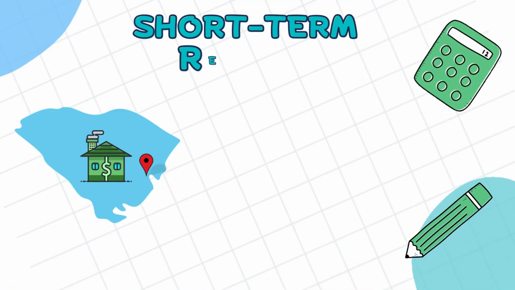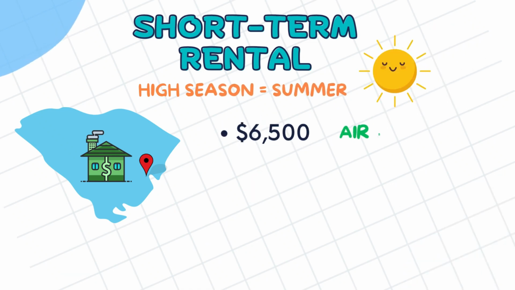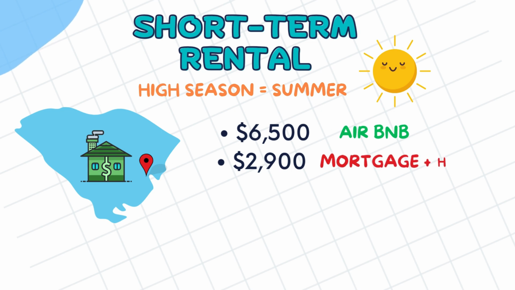Now that we've talked about the long-term rental, let's run the numbers on my short-term rental. This one's going to be a little bit more complicated because there's way more that goes into it than just a mortgage payment and a property management fee. So for my short-term rental in the high season, so that's over the summer, my gross payouts from Airbnb are about $6,500. So at first glance, that $6,500 sounds pretty juicy, right? But here's the thing. The mortgage payment, which includes a very expensive HOA, comes out to about $2,900 a month. Woof, that's like half of my profit right there.